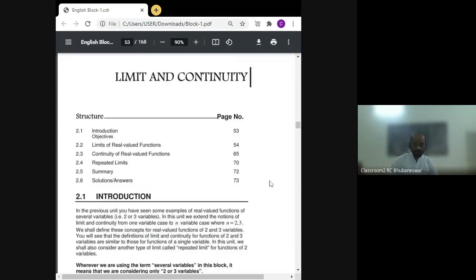So here, limit and continuity. This is the second unit of this particular discussion or counseling session. The outline of the unit is like that.